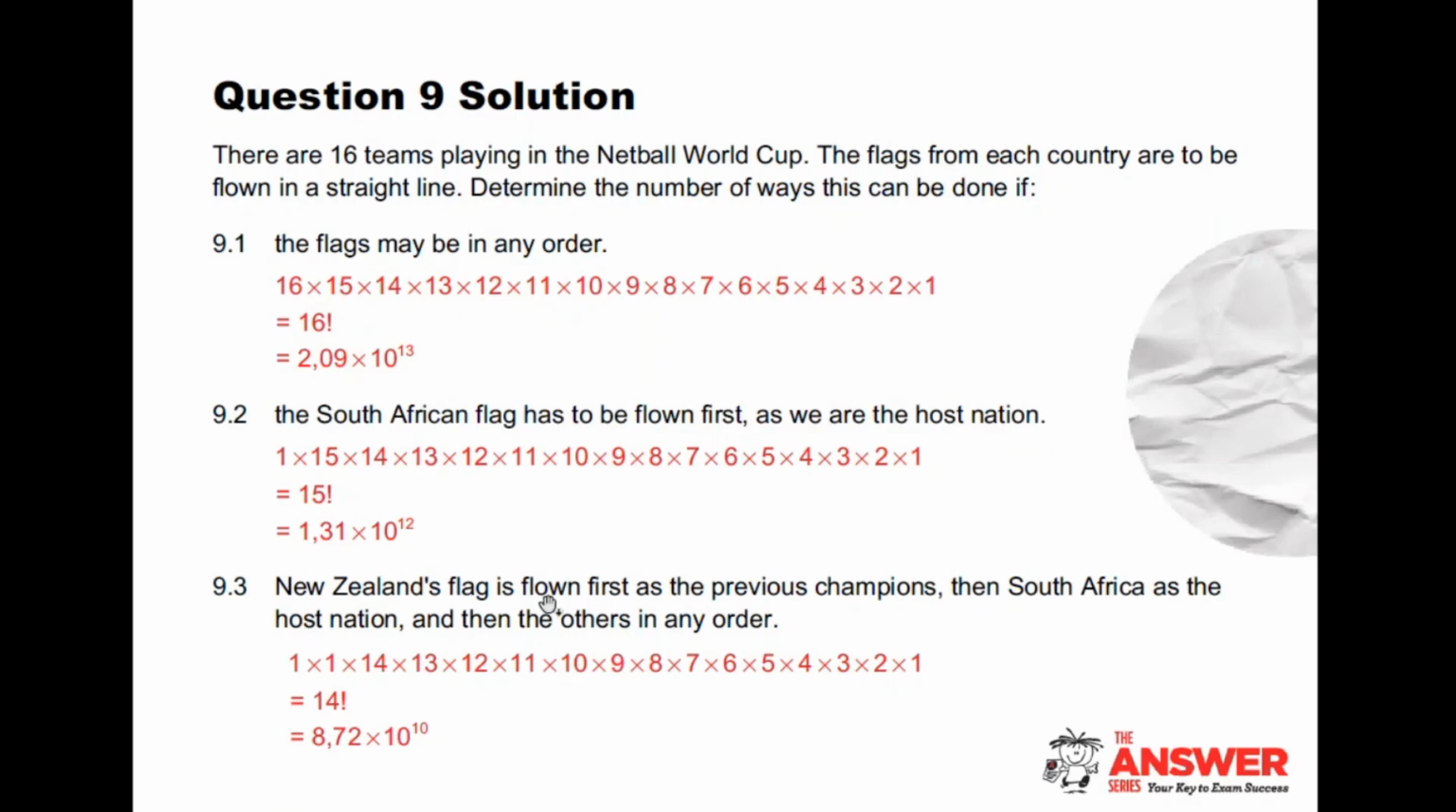When I get to New Zealand's flag being flown first, how many flags can go in the first position? 1. Then South Africa is the host nation, 1. And then they can be in any order. So 14 times 13, all the way down to 1. So it's 1 times 1 times 14 factorial, which is still too big for my calculator.